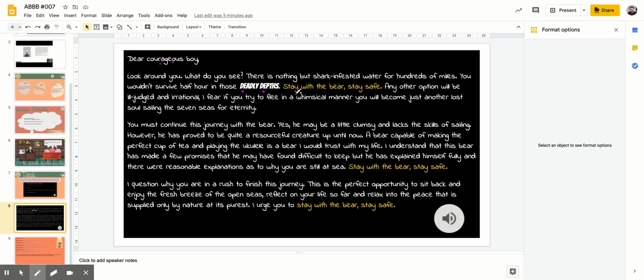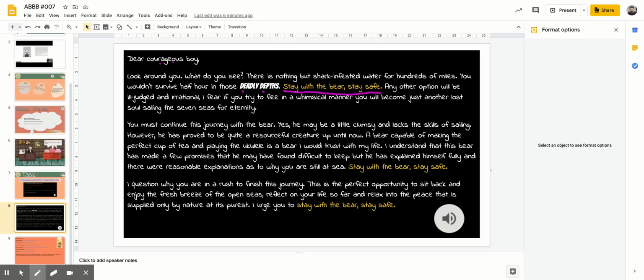I then use this phrase, which you'll notice is repeated quite a lot: stay with the bear, stay safe. Now, I've taken some inspiration from Boris Johnson here with his "stay alert." And I've gone with that phrase because I like the alliteration with "stay safe," and I also like the repetition of "stay." So stay with the bear, stay safe. I think it's a nice phrase which hopefully is going to make the boy think, yes, I should. So actually staying with the bear will be the safest thing to do.